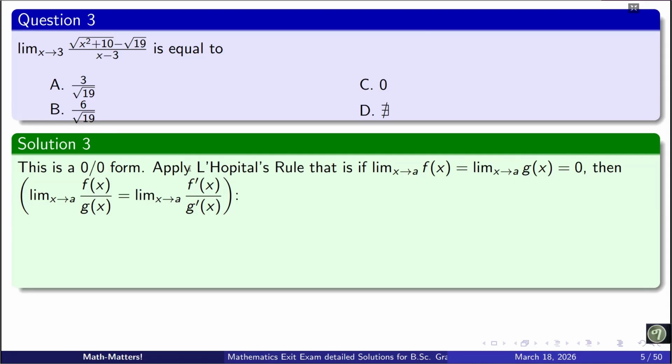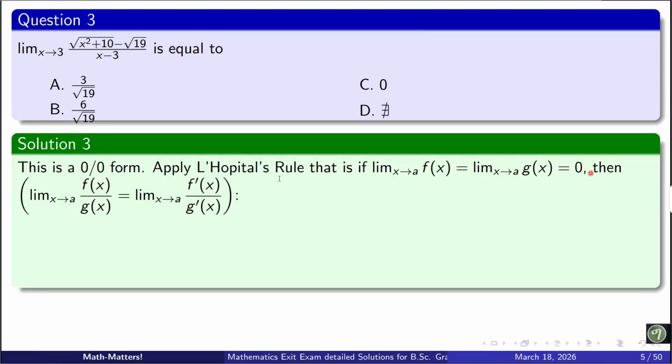Therefore, applying L'Hopital's rule, we know that L'Hopital's rule states that if the limit of the given function f of x over g of x, when x approaches a, is indeterminate, then it is equal to the limit of f prime of x over g prime of x at a.